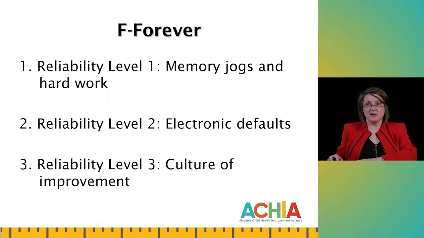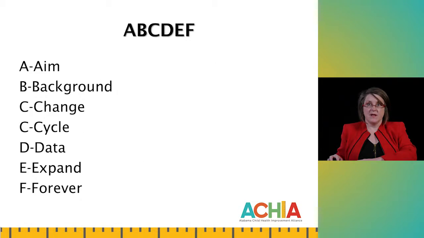So, this may surprise you, but reliability level 1, those characteristics were memory jogs and hard work. Reliability level 2 were electronic defaults. And reliability level 3 was a culture of improvement. So, we've reviewed the ABCs of QI.